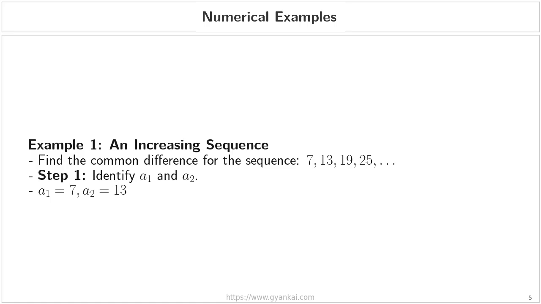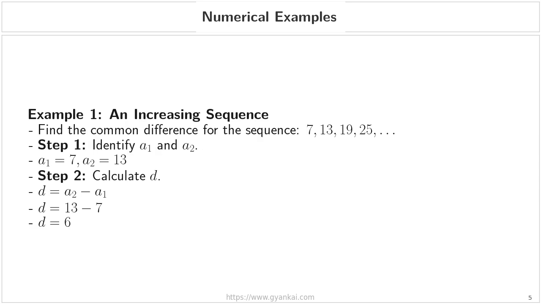To do this, we will follow the step-by-step process we just discussed. First, we need to identify our first 2 terms. Looking at the sequence, our first term, which we call a sub-1, is 7, and our second term, or a sub-2, is 13. Next, we move to step 2, where we apply our subtraction rule. We take the succeeding term and subtract the preceding term. So, we calculate d equals a sub-2 minus a sub-1. When we plug in our numbers, that gives us 13 minus 7, which results in 6.